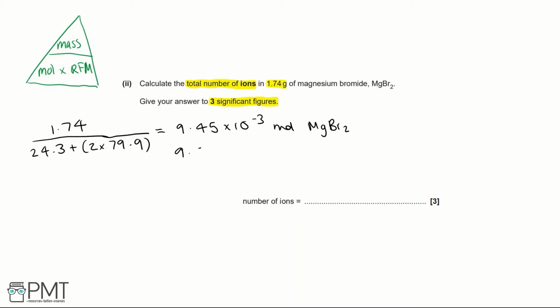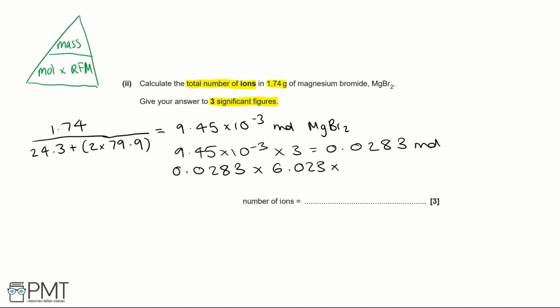So we do 9.45 times 10 to the negative 3 multiplied by 3, and that gives us 0.0283 moles. Then finally, because we want the total number of ions and not moles, we need to multiply by Avogadro's constant. So that's 0.0283 multiplied by 6.023 times 10 to the 23. And that equals 1.71 times 10 to the 22 ions. So that's our answer to 3 significant figures, which we can then put on the answer line for this question.